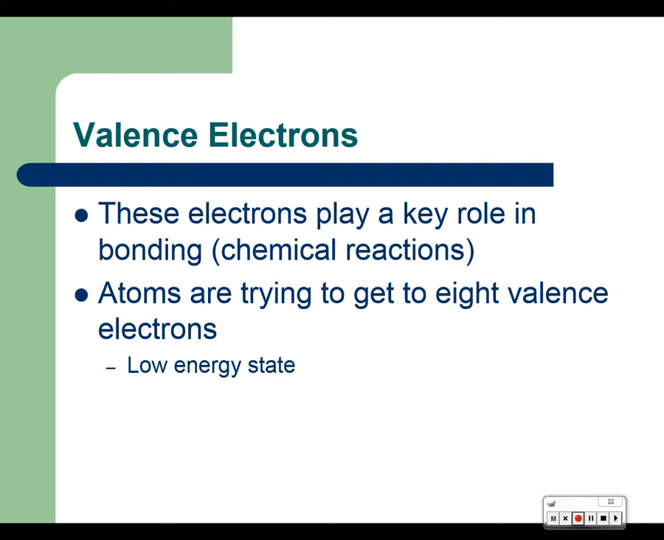Atoms want to be in low energy states, and they will do what they can to get there. That determines a lot about how atoms behave. All right? If every single atom in a family has the same number of valence electrons, they all have to do the same thing to get to 8 valence electrons. Does that make sense?